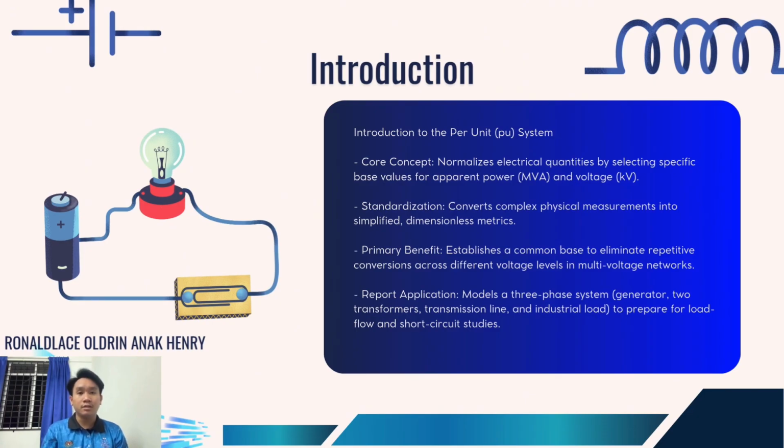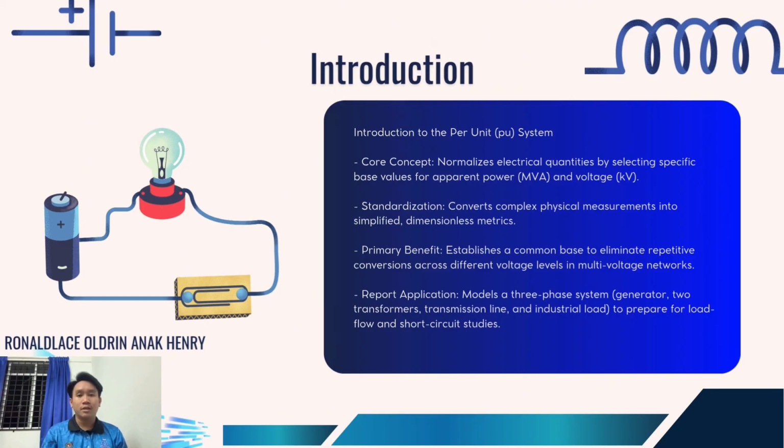The per unit system is a method used in power system analysis to simplify calculation by expressing electrical quantities relative to the selected base value. Instead of using actual values such as volt, ampere, and ohms, the values are converted into dimensionless per unit values. This approach is especially useful in multi-voltage networks because it eliminates the need for repeated conversion across transformer voltage levels.